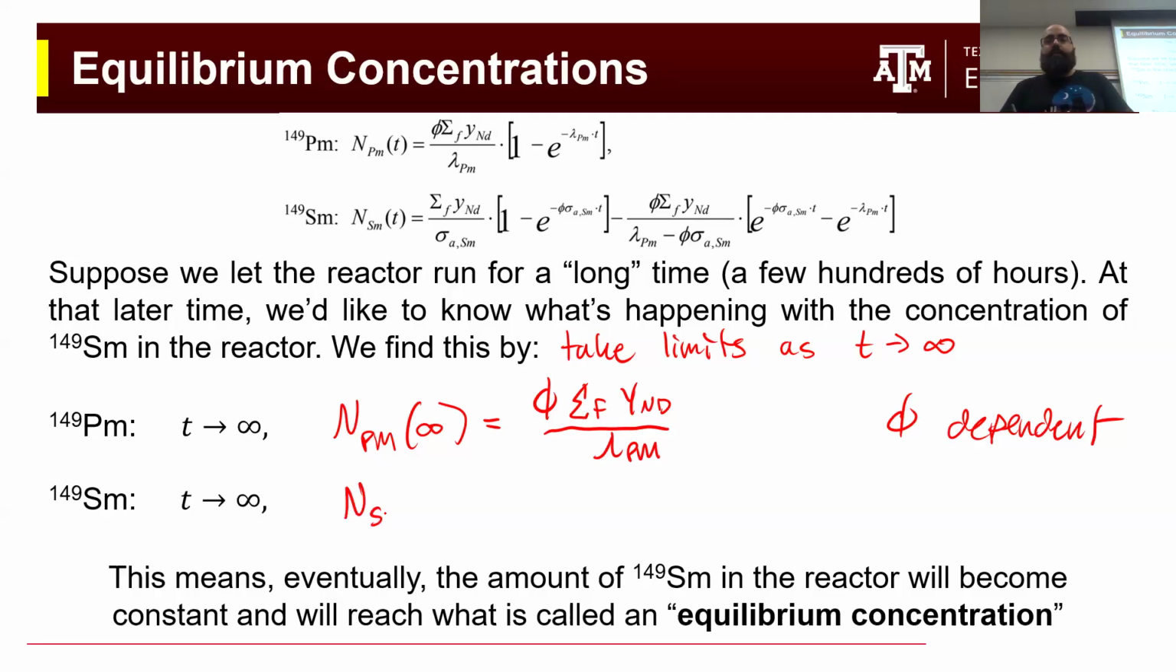And for samarium, I'll have the amount of samarium as time gets very large. All of these exponentials are going to go to 0. So for this term, I get 0 minus 0, which is 0. That knocks out this entire part of the samarium solution, and the only thing that's left is this multiplying constant up front. So the amount of samarium that I have is going to look like the fission cross section times the yield of neodymium divided by the sigma A for samarium. And notice that the amount of samarium in my reactor does not depend on flux. The samarium equilibrium concentration is phi independent.